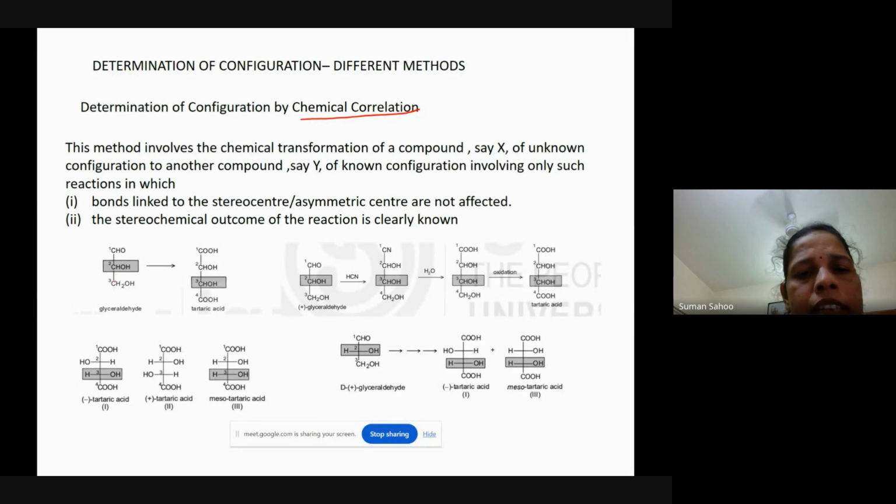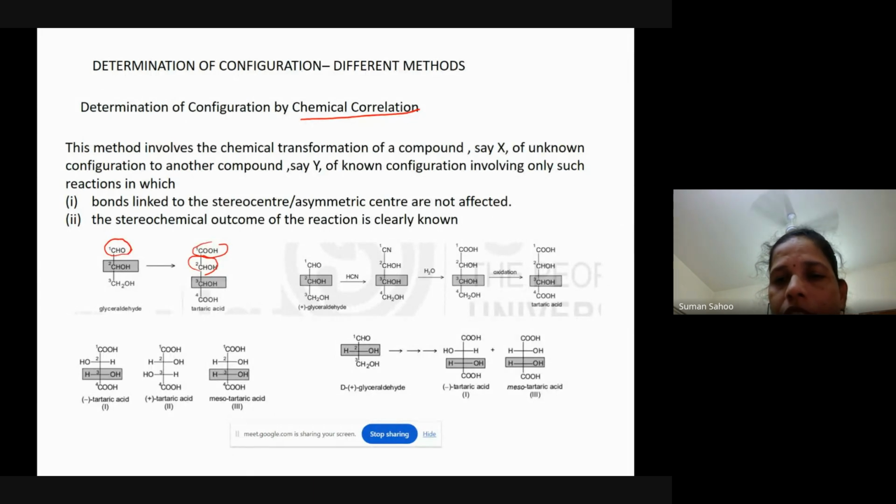So it can be converted to tartaric acid. If you just see, the carbon number 3 remains the same. We have just incorporated carbons 1 and 2 in the tartaric acid. So the center, carbon 2, is now carbon 3 in the tartaric acid, and it has not been changed. The reaction has only taken place at carbon number 1.